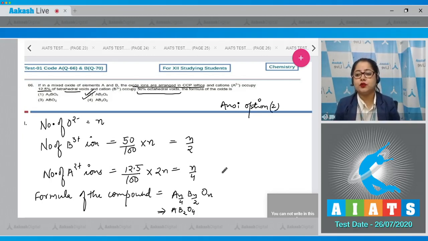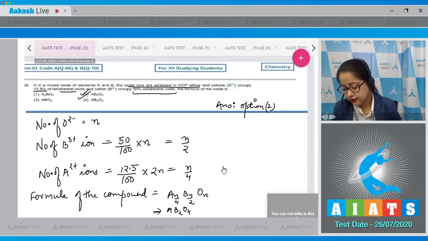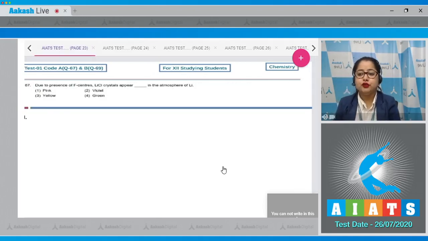Moving to next question, students, which is question number 67. Let's read the question. Due to presence of F centers, LiCl crystal appears dash in the atmosphere of lithium. Student, this is a very easy question, as we all know that because of F centers, the color of the crystal changes. And here, the color of LiCl, that is lithium chloride crystal, appears pink in the atmosphere of lithium. So the correct answer is option number 1.